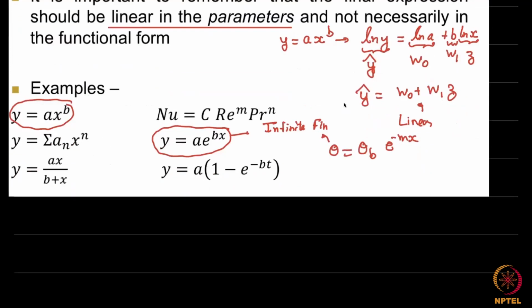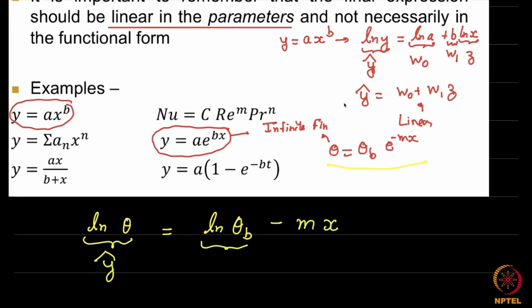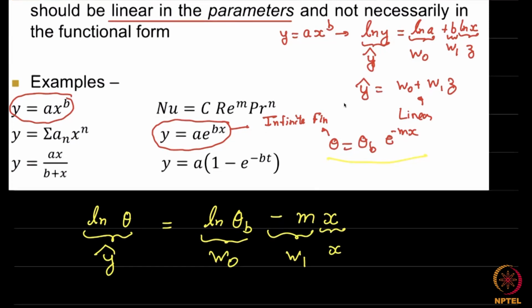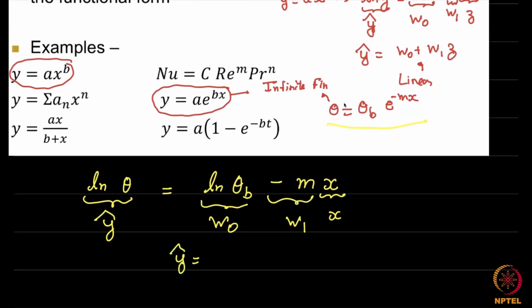So if we take this example, theta equal to theta b e to the power minus m x, then I can take ln theta is ln theta b minus m times x. So now this we can call y hat, this we can call w0, this we can call w1, and this is of course x. So we once again have the form y hat equal to w0 plus w1 x, which is linear. So just through a transformation by taking a logarithm on each side, we got there.